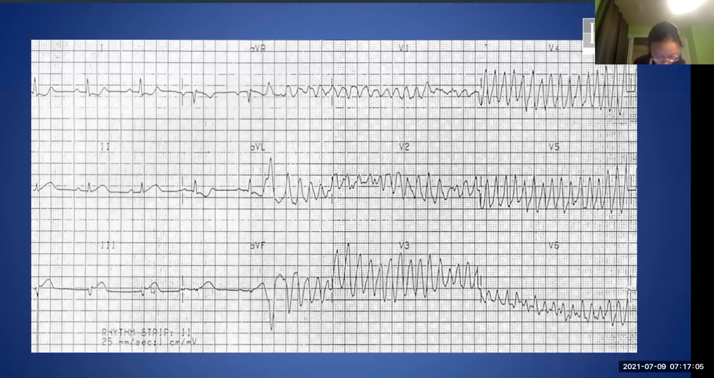So that would be inferior. And so I agree with that. So what's going on in the second half of the trace? It's a ventricular tachycardia. Yeah. It looks like a polymorphic ventricular tachycardia, doesn't it?